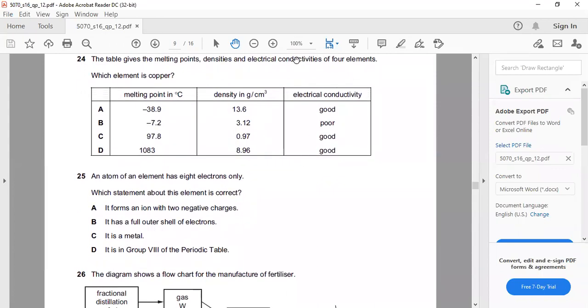24. Which element is copper, meaning a transition element? You have to see the high melting point. These two are never possible because the melting point is in minus. So copper is a transition element. Its melting point should be very high, at least above 100, right? So D is the answer. Its density should also be very high. Why is C wrong? Because its density is less than the density of water. Density of water is 1. Copper has a very high density, higher than water. Keep in mind that transition elements have high density and high melting point, except a few like mercury.